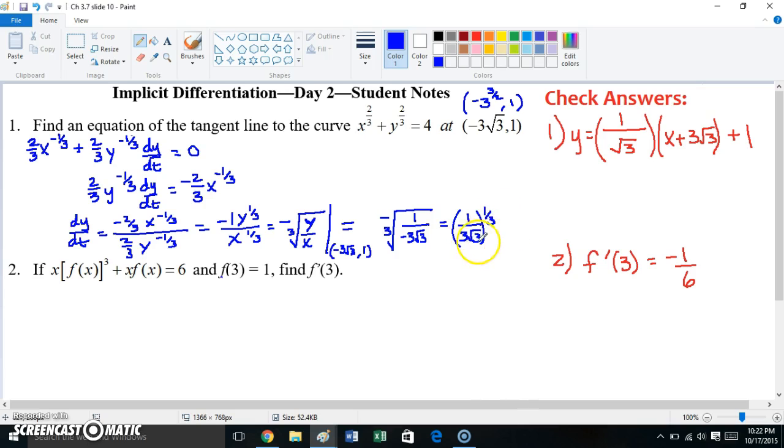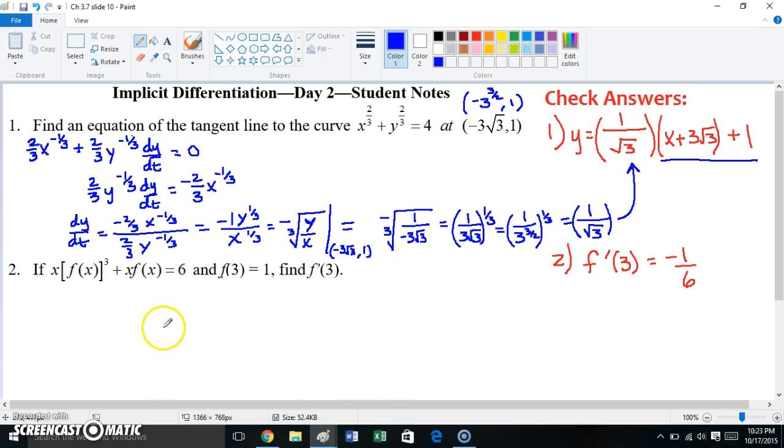Okay, here's where I'm going to look at 3 square root 3 as 1 over 3 to the 3/2. Raising that to the 1/3 power, you multiply the exponents, so we're left with 1 over the square root of 3. That is the slope of the tangent line to this curve at the point given. There's our slope, and here's the equation in point-slope form.